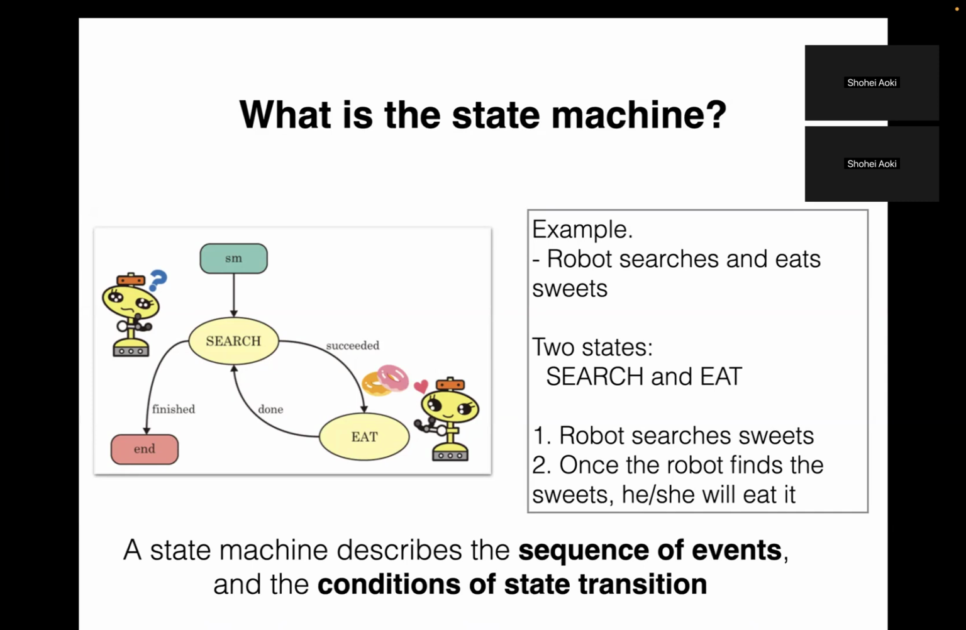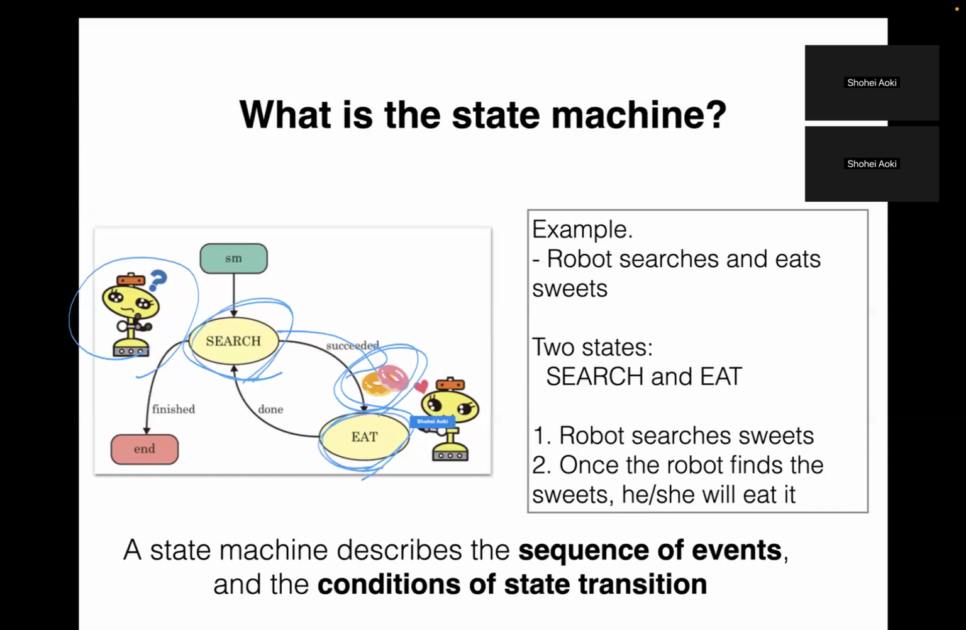Suppose we have this scenario. We have a robot here, right? And this robot is going to find a sweet. In this case, it's a donut. So the robot has to search the location of the sweet. And once it identifies the location of the donut, it will move to the sweet and eat it. So in this simple example, we have two states, which are search and eat.